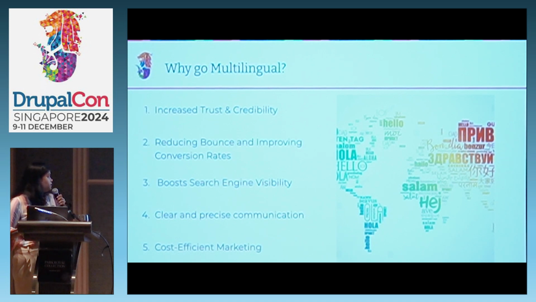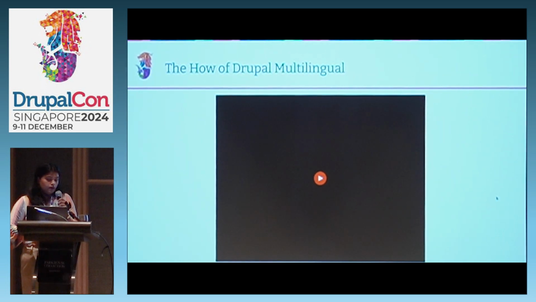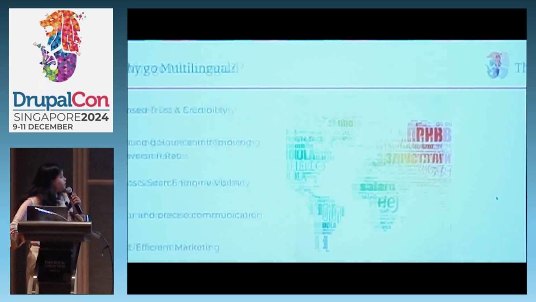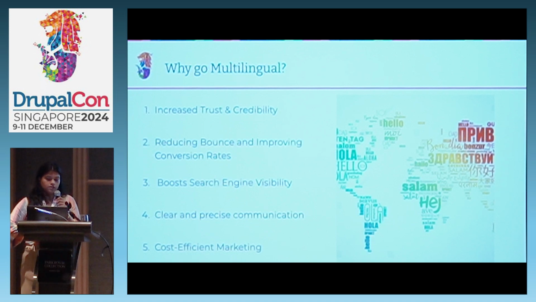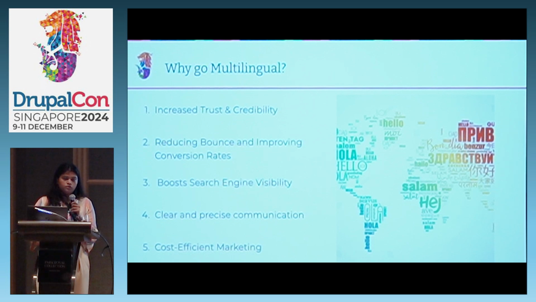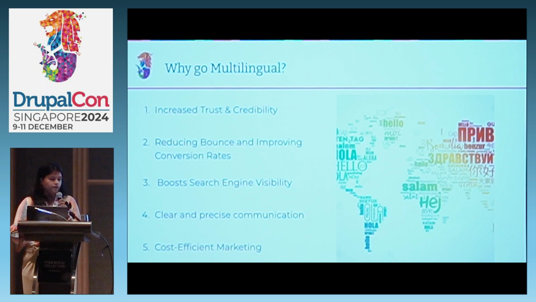The second point is reducing bounce and improving conversion rates. According to the CSA's study, "Can't Read, Won't Buy," 70% of users spend their time on websites in their own language. So having a multilingual website helps because this decreases the number of exits that a user might make on finding that the website is not present in their own language. Hence, the decrease in the bounce rate will inversely affect the conversion rates.